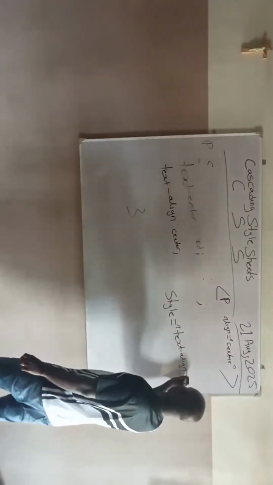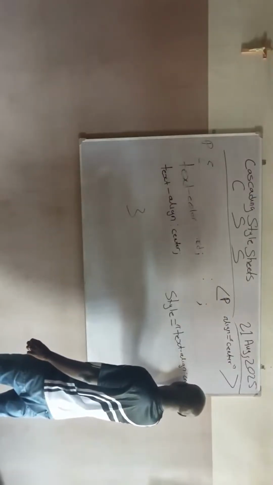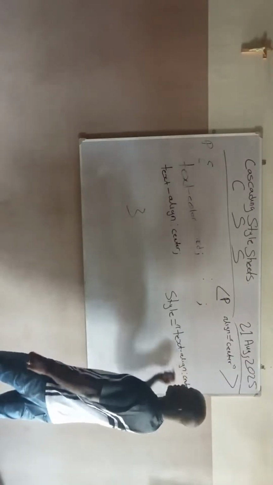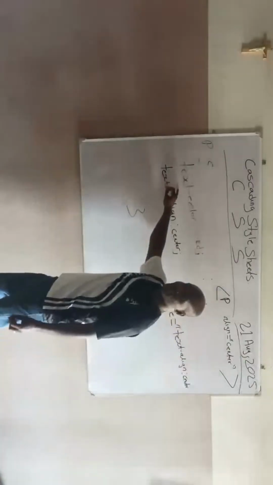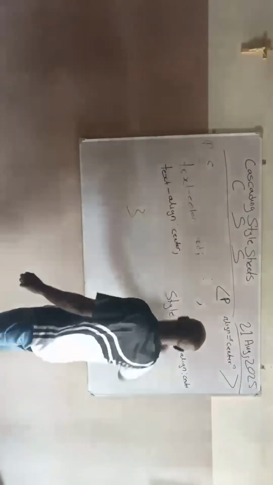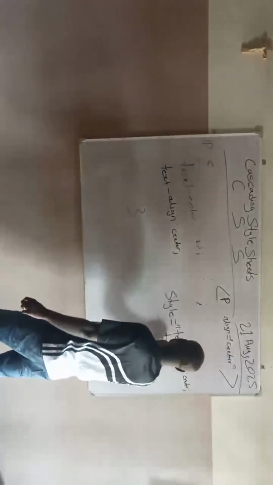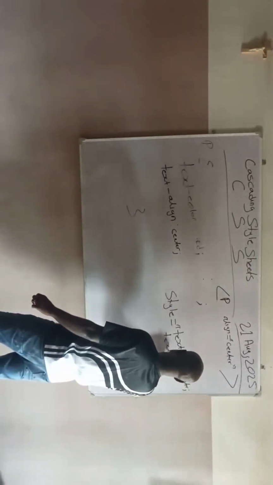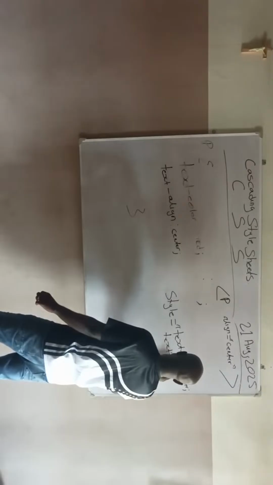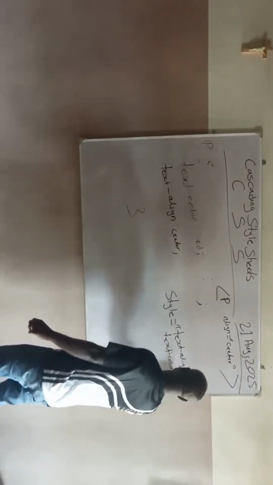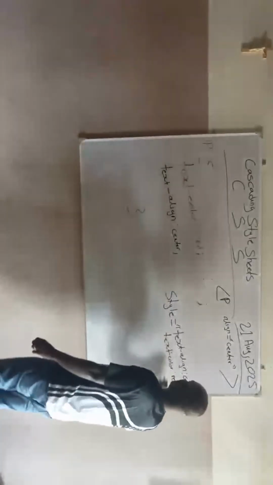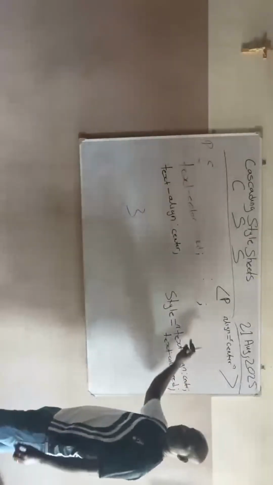Text align center, and each declaration must end with what? Semicolon. And then look at that declaration: text color red, and it must end with what? Semicolon. This is what we have been doing all this while.